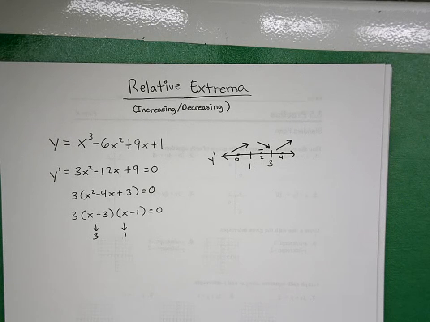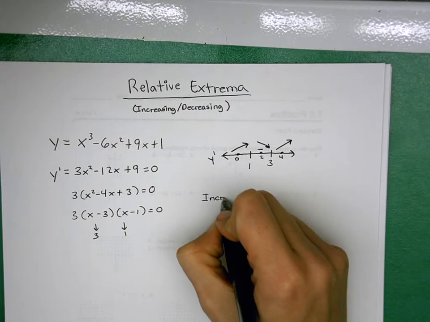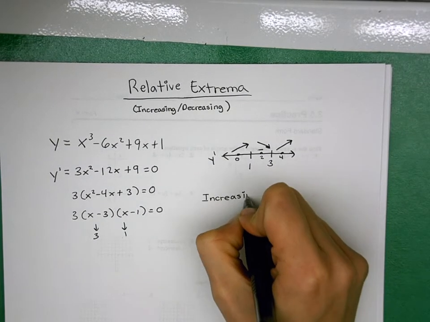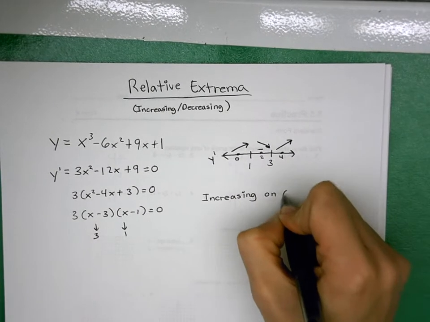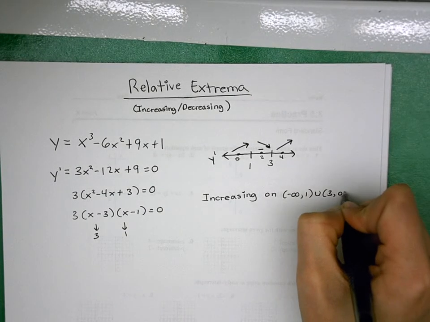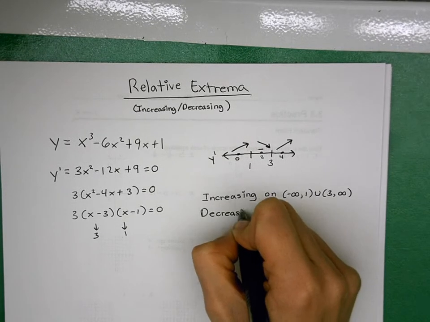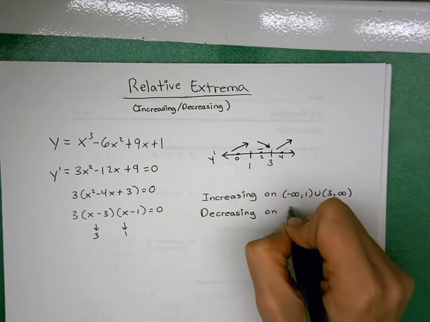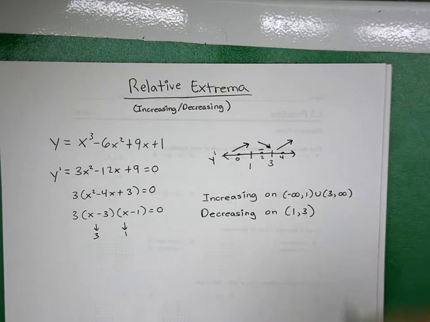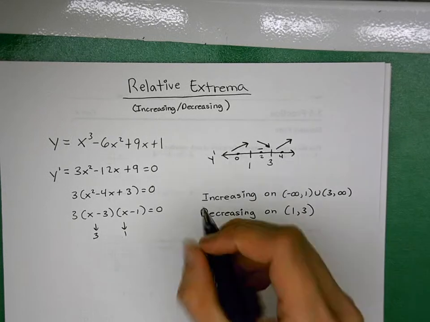Okay? And so with that, you have the tools you need to answer whatever question you might be asked. If they were asking for the increasing intervals, you'd say I was increasing on negative infinity to 1 and 3 to infinity. If they asked for decreasing, you'd say you were decreasing on 1 to 3. If they asked you for just the x values of relative maximums and minimums, you could say, oh, I have a relative max at x equals 1, a relative min at x equals 3.